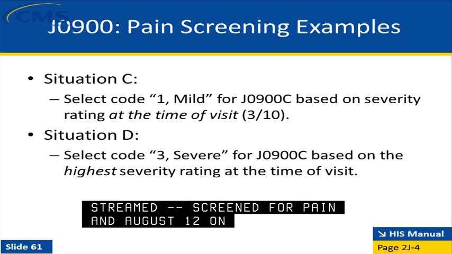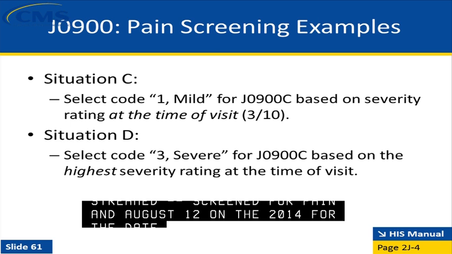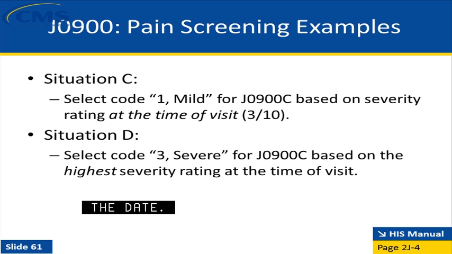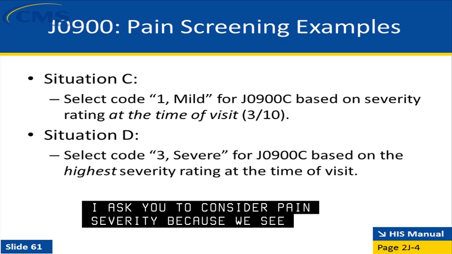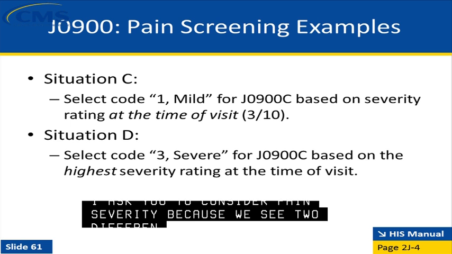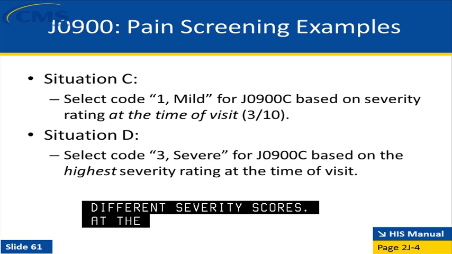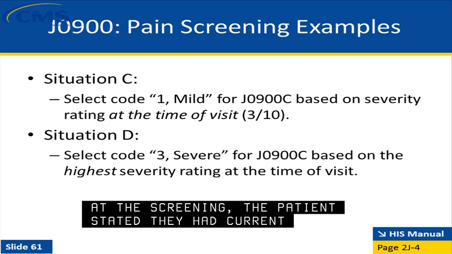And again, I ask you to consider pain severity here because we see in the clinical record two different severity scores. So at the pain screening, the patient stated that they had current abdominal pain of a 3 out of 10, with their pain being as high as 6 out of 10 during the past 24 hours.